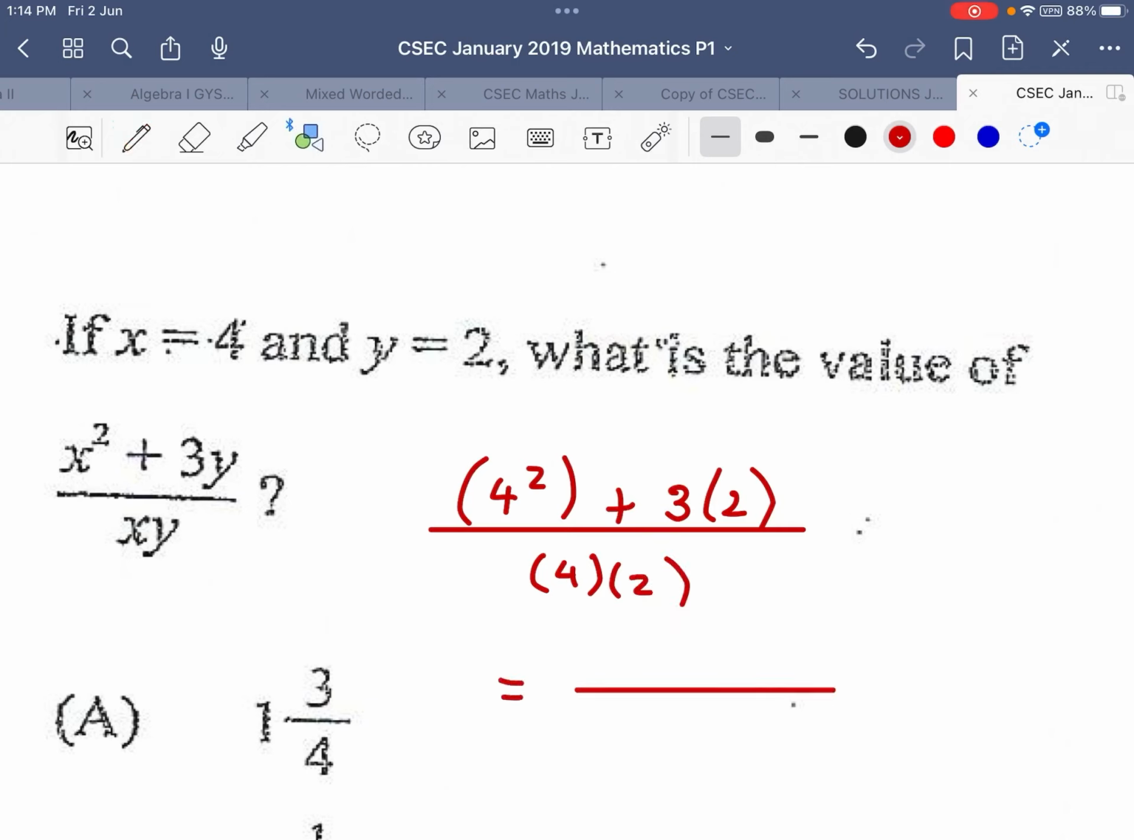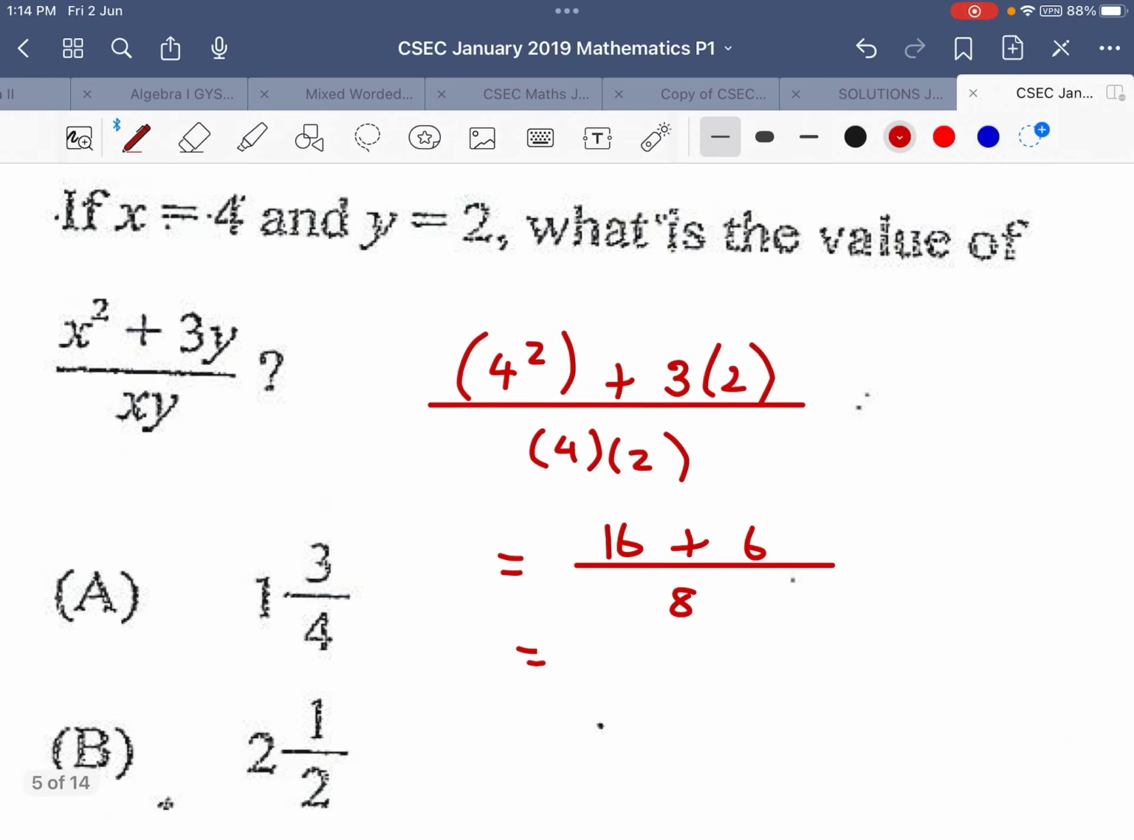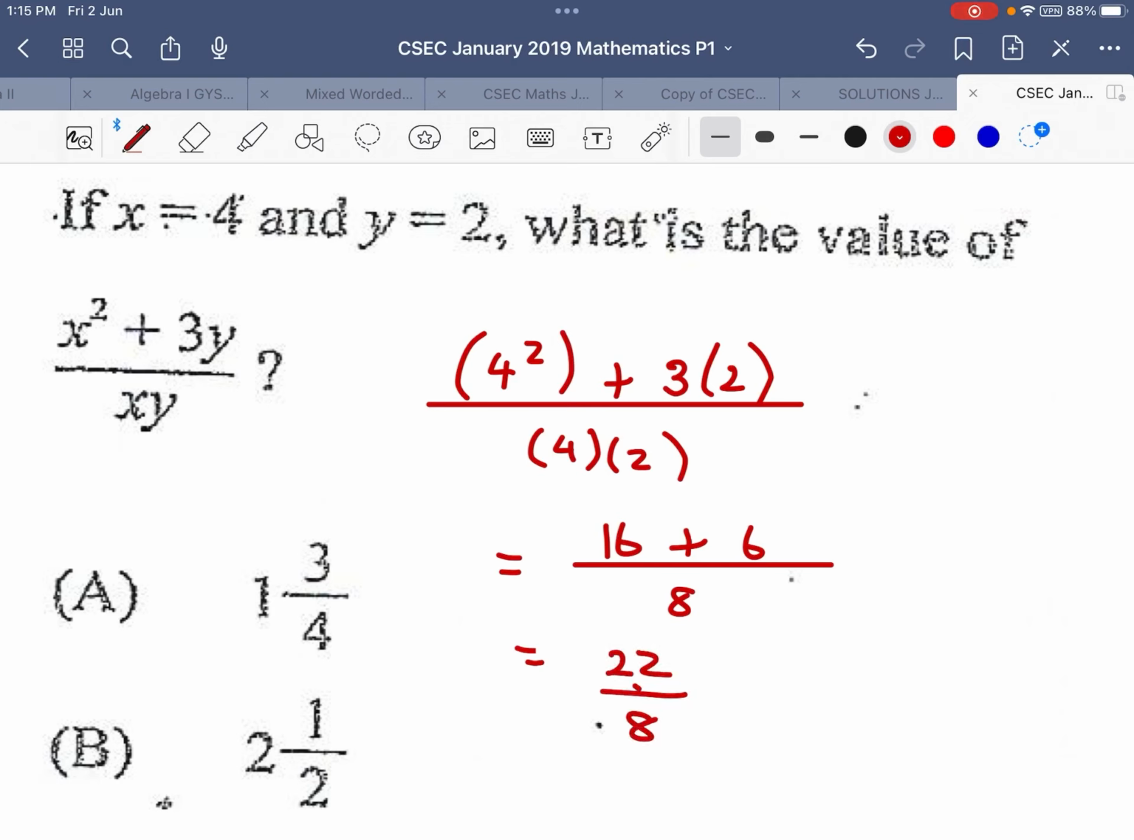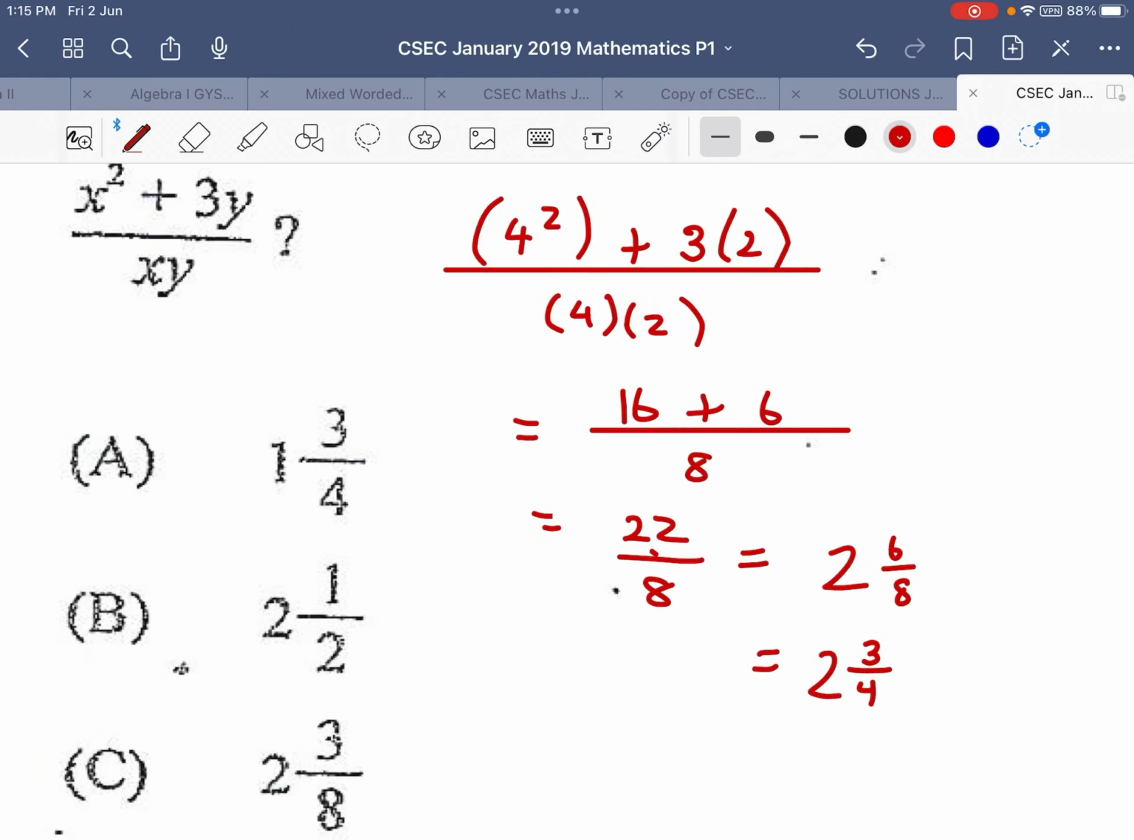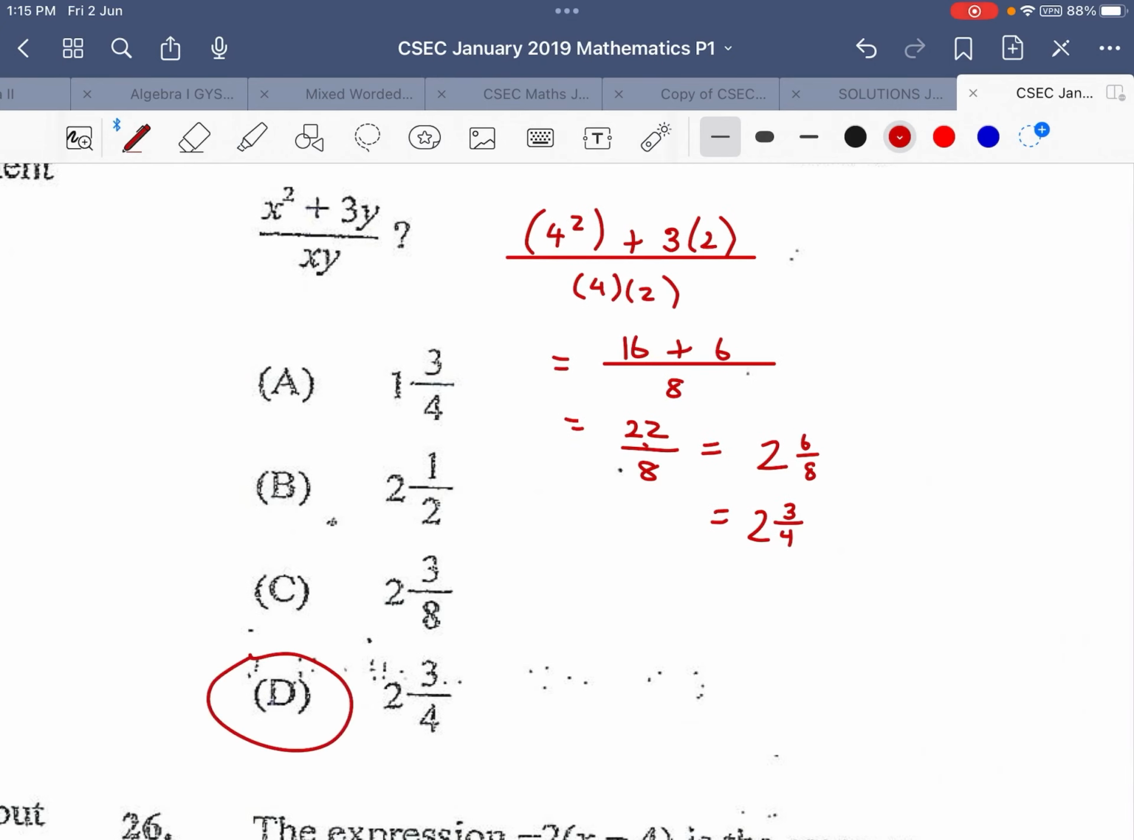So we have 4 squared is 16. 16 plus 3 times 2 is 6, and 4 times 2 is 8. So 16 plus 6 is 22. So we have 22 over 8. 8 can go into 22 2 times with a remainder of 6. So we have 2 and 6/8, which is 2 3/4 when you reduce it. And that's D.